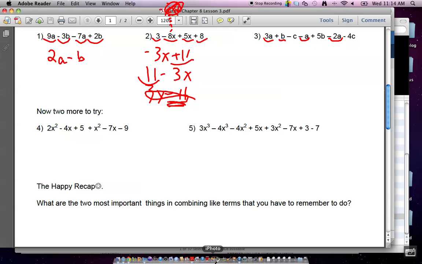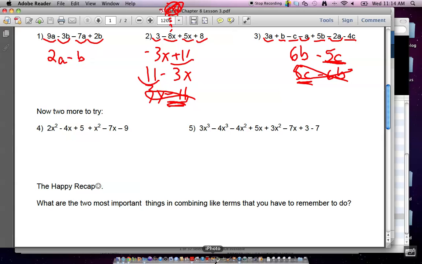Let's see here. I got a positive B and a positive 5B. So what's that? 6B. And I have a negative C and a negative 4C. So what is that? Negative 5C. Good. So 6B minus 5C is the correct answer. What if I wrote this? 5C minus 6B. Is that correct? No. What is the 5C here? Negative. What's the 5C here? Now go. Can't be.